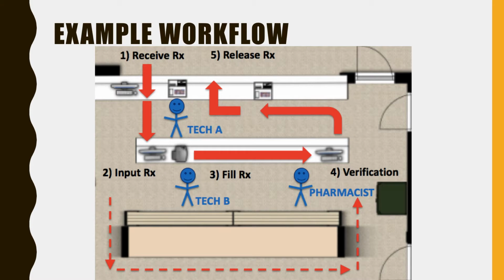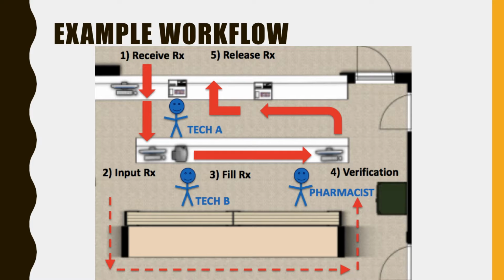Here is an example of how a pharmacy's workflow might look in a community pharmacy with 2 technicians and 1 pharmacist. Tech A receives prescriptions and also rings out prescriptions with the register. A patient drops off a prescription and Tech A obtains it. Tech A then hands it over to Tech B.